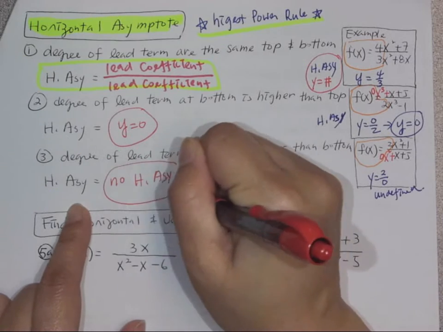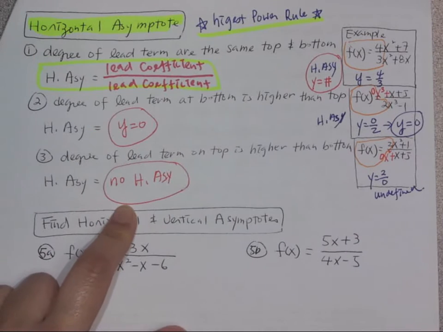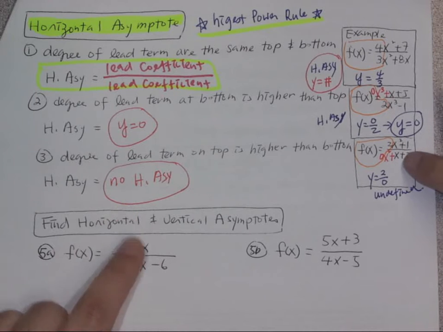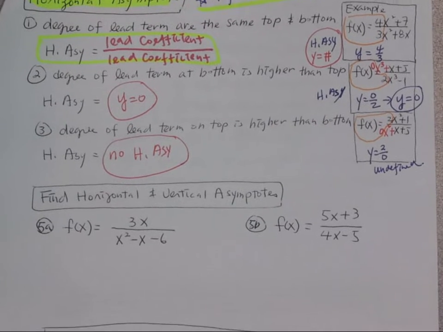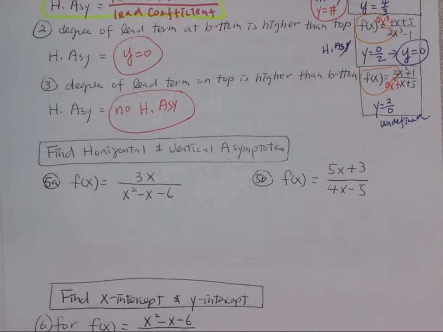So look through this. Hopefully you have seen this before, and this is just a reminder. Which, by the way, if top is 1 degree higher than the bottom, you actually have slant asymptote. But for the business math curriculum, the slant asymptote doesn't appear very much, so we will skip that one.